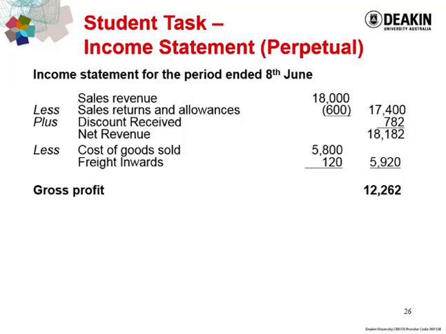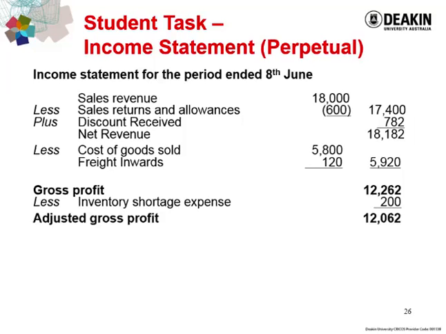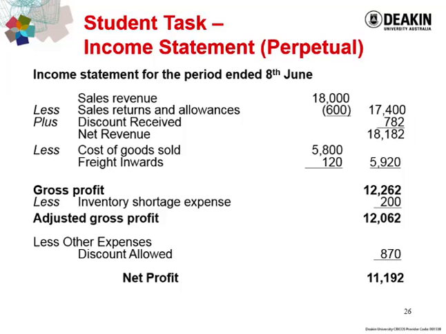We then deduct inventory shortage expense or inventory loss $200 to get adjusted gross profit 12062. We then deduct operating expenses. In this case, we have discount allowed or discount expense 870, and our net profit is 11192.